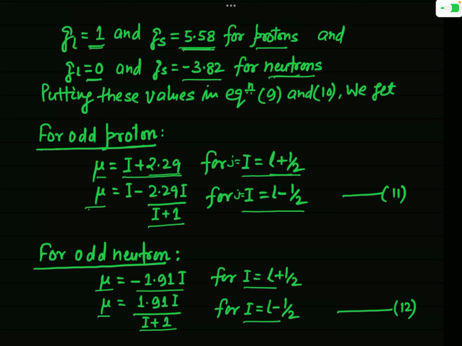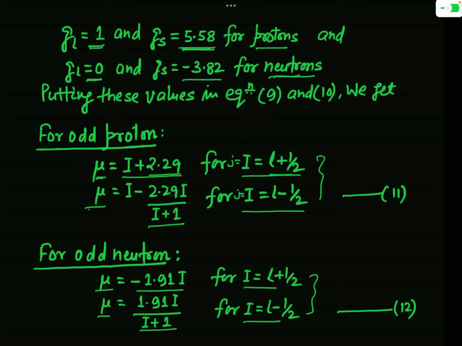So you can see, corresponding to these values of GL and GS for proton and neutron, we now have actually four equations for mu: two equations for proton and two equations for neutron. So if you plot a graph of mu in against I, then we will have actually two curves for proton and two curves for neutron separately.